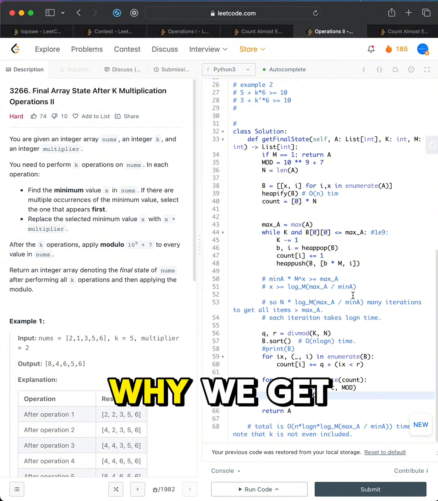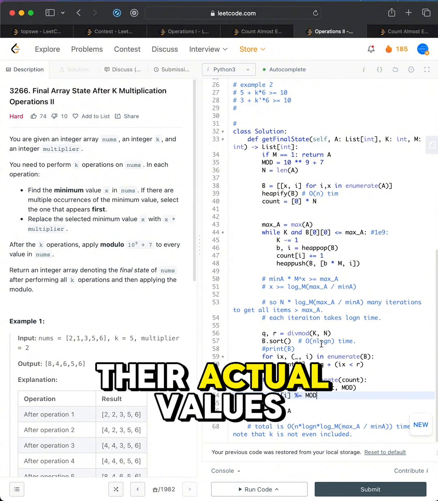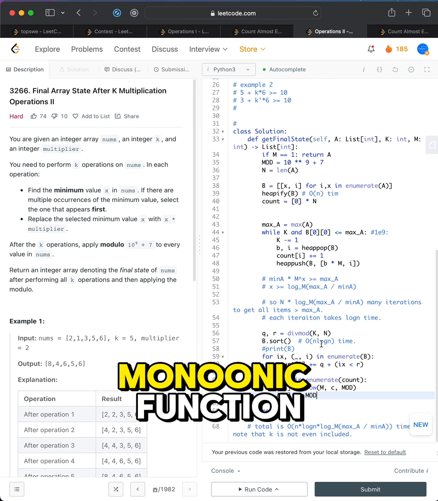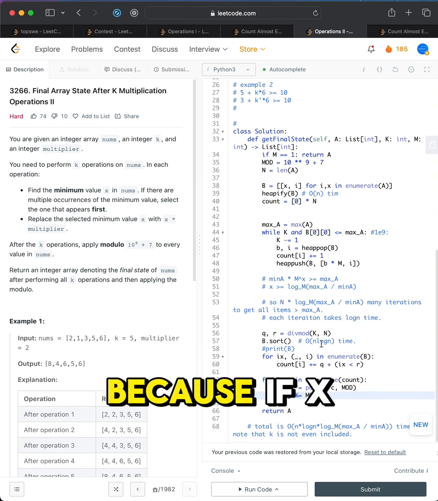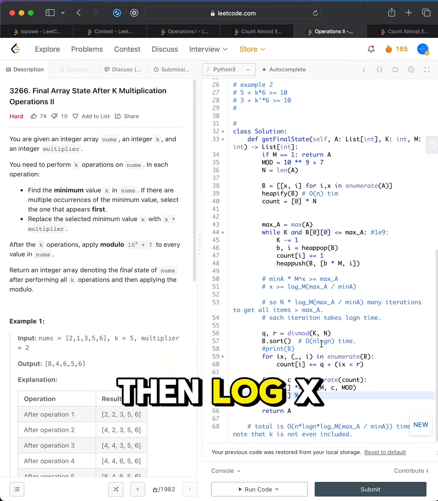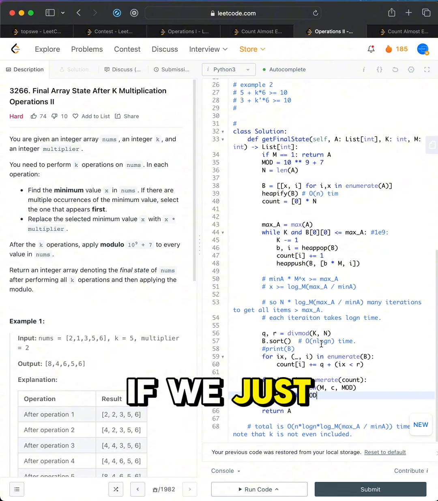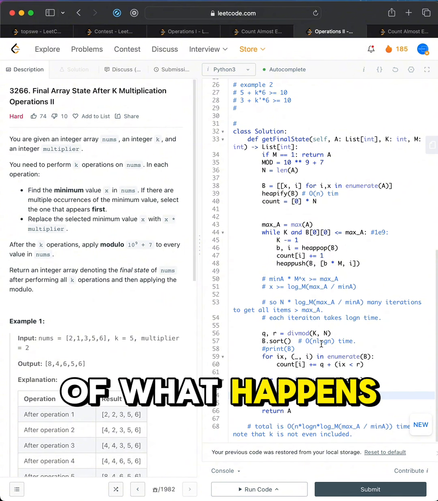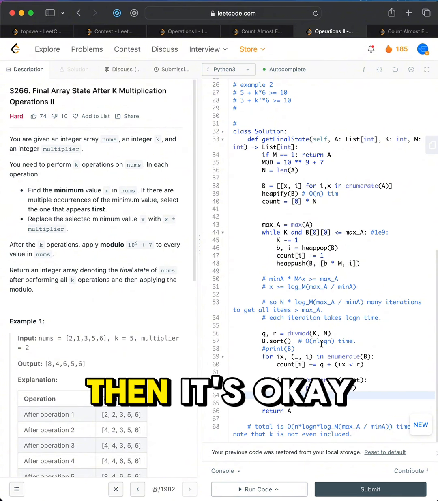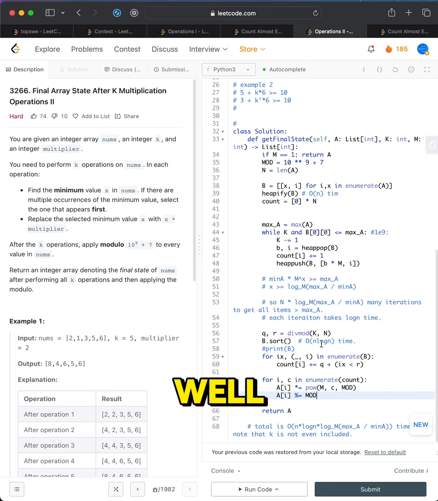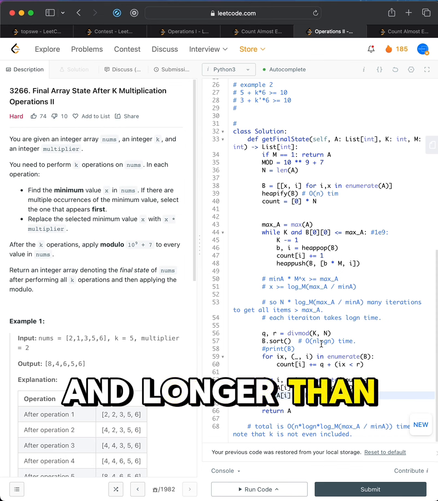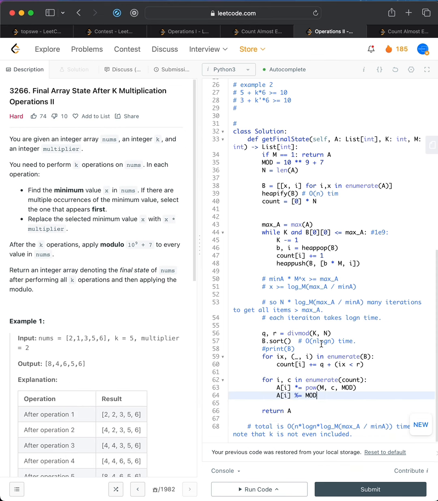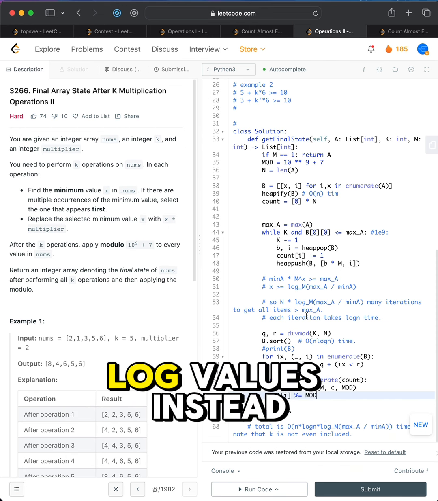If you're wondering why we can think about log values instead of their actual values, it's because log x is a monotonic function, so it preserves the order of the original values. Because if x is less than y, then log x is less than log y for all x, y. Meaning if we just want to compare the relative magnitudes of what happens when we operate on the minimum, then it's okay to compare the log values as well. And because it's easier to reason about addition than multiplication, and logarithms convert multiplication to addition, it makes sense to try to reason about the log values instead.